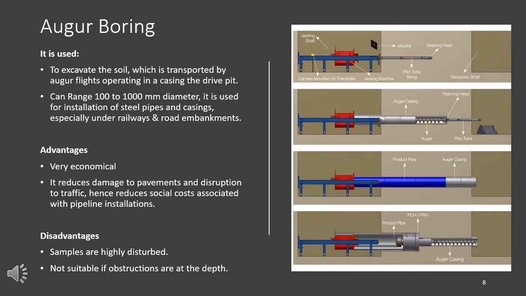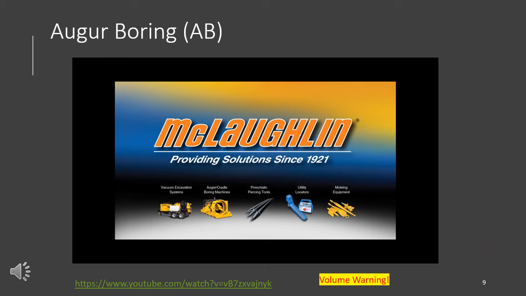The disadvantages, however, is that with auger boring, the samples are highly disturbed and mixed. Not only that, but work may be held up, and auger boring is not really suitable if there are large cobbles, boulders, or other obstructions present at any depth within the soil. Next, let me show you a video on the process of auger boring, and this video will show in detail how this Trenchless technology works and what it can be used for.